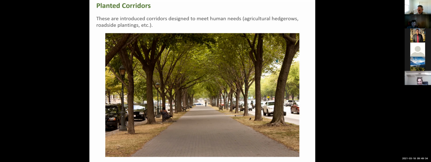Again, this was intended as a grand pedestrian promenade, but that mature tree canopy is also providing habitat for animals as well, and a conduit for animals to move through the city.